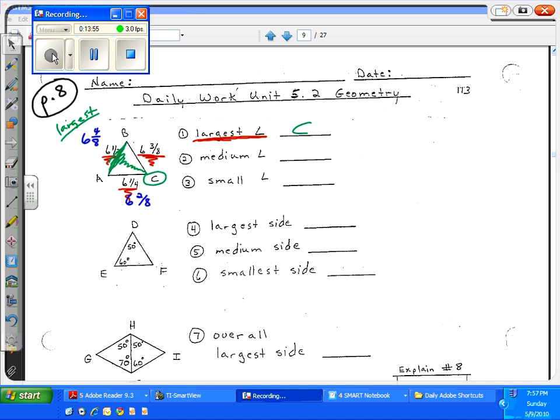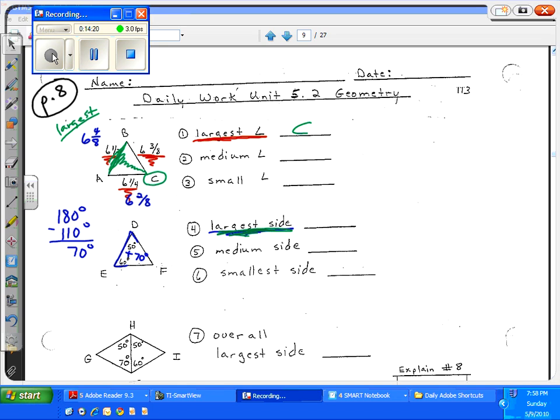The next one's the largest side. The largest side is opposite the largest angle, but we don't know all of the angle measures. But what we do know is that the sum of the angles of a triangle is 180. And we can add those two up and see that they add up to 110. So 180 minus 110 would leave 70. And so we know that the angle is 70 degrees.